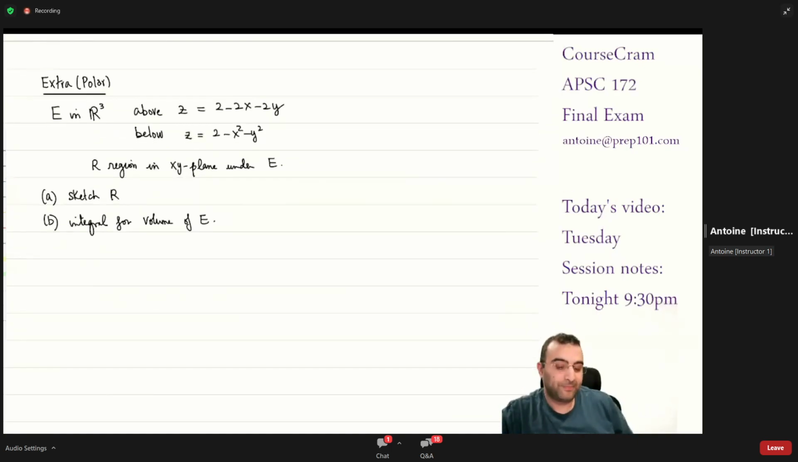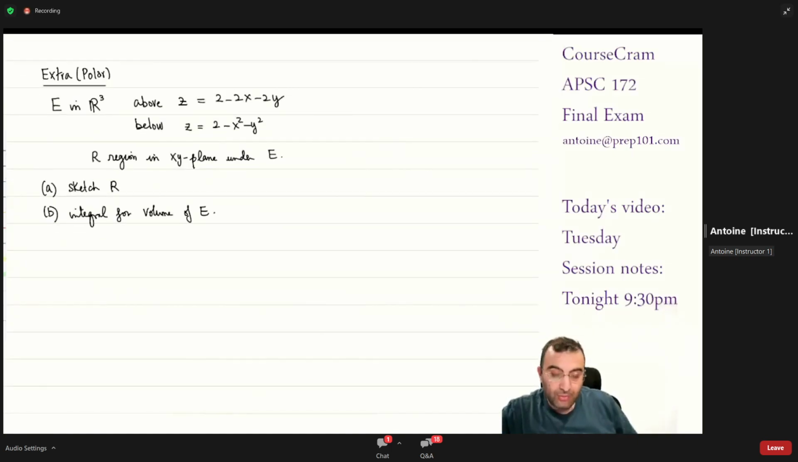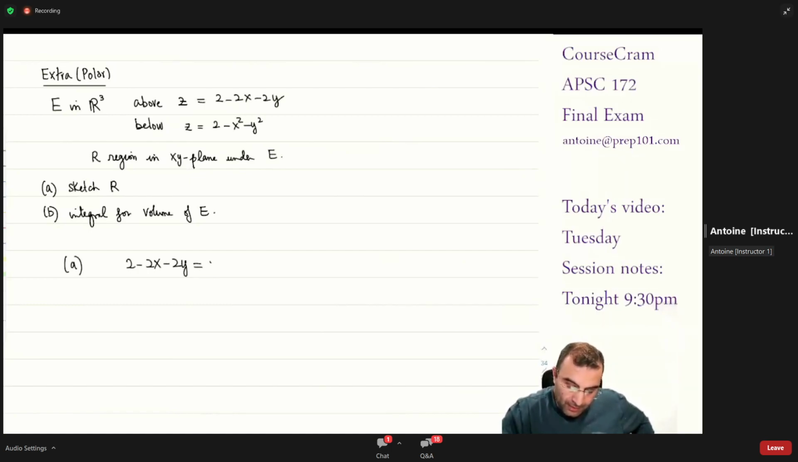Cool. So how would I find the region in the XY plane? By now we've seen this, we just eliminate Z. So to get the region in the XY plane, we're going to do 2 minus 2x minus 2y is equal to 2 minus x squared minus y squared. So move everything to the other side. x squared minus 2x plus y squared minus 2y is equal to 0.